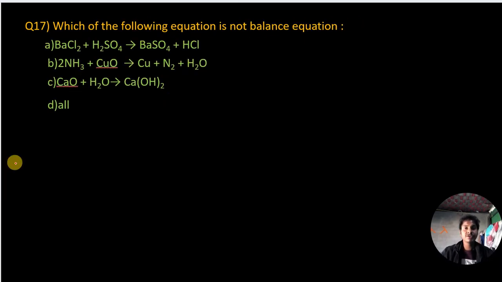Which of the following equations is not a balanced equation? We will check this one by one. In this equation, in the reactants part, we will check the metal first. This is barium. In the reactants part, we have one barium. In the product, we have one barium. So this is balanced. Now let us check chlorine. In the reactants part, we have two chlorine, but in the product part, we have one chlorine. So it is not a balanced chemical reaction.